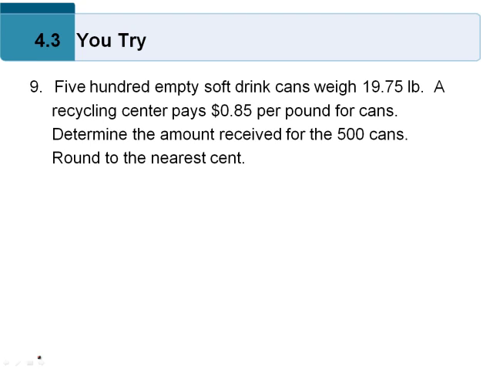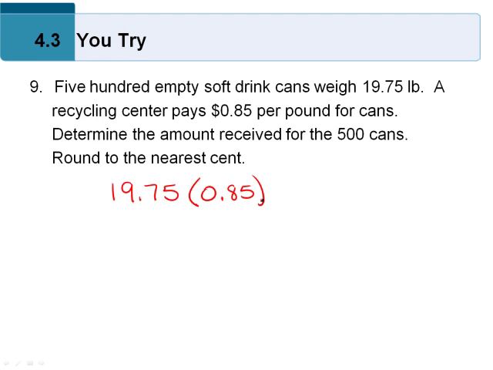All right. Now, here we have some applications. 500 empty soft drink cans weigh 19.75 pounds. A recycling center pays 85 cents per pound for cans. Determine the amount received for the 500 cans. Round to the nearest cent. So here's the thing. The 500 doesn't matter at all. All we need is how much they weigh and how much they pay per pound. So they weigh 19 and 75 hundredths of a pound, and then they pay 85 cents per pound. So we have 19.75 times 0.85.